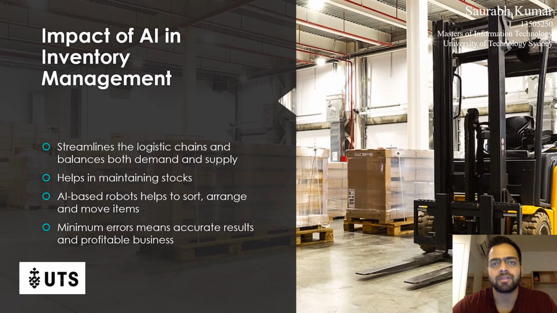In the warehouse, AI-based robots can be used as a powerful asset to sort, move, and arrange items in the inventory. Computer vision and smart sensor advanced techniques can be used for detecting the shortest path, obstacles, and labeling items with accuracy. Therefore, AI techniques help in minimizing errors, which are very common in manual work, and the accurate results can help businesses to be profitable and grow continuously.